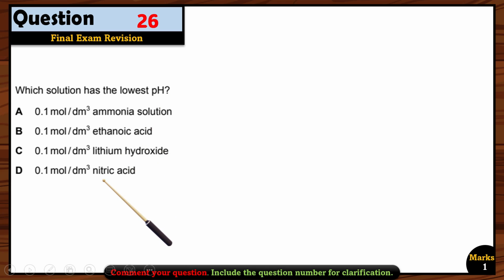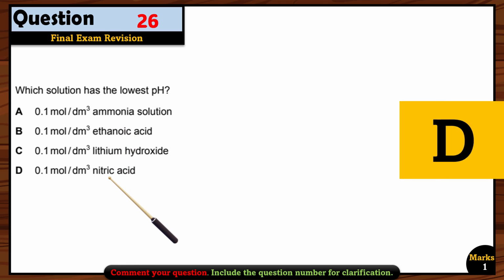Nitric acid, this one. Nitric acid or ethanoic acid, one of them has the lowest pH. Which one? Of course, the nitric acid, because it's a strong acid, whereas ethanoic acid is a weak acid, so its pH will be near to 7. Whereas nitric acid's pH will be near to 0 or 1. So D option is the right one.